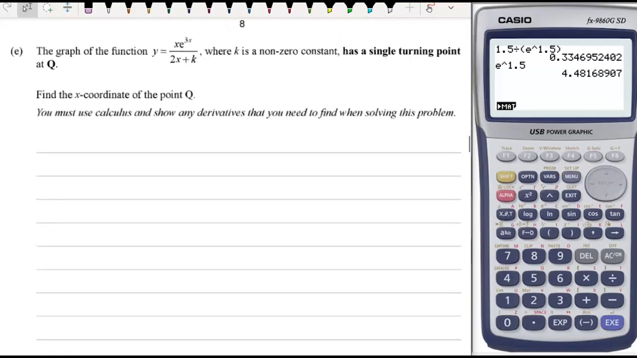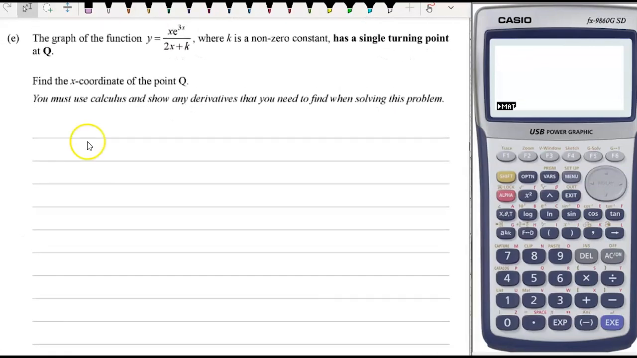Okay, part E. We're told that this function here has just one turning point on its graph. We want to find out where that is. So turning points happen when the derivative is equal to 0. So we're going to need to differentiate this function.